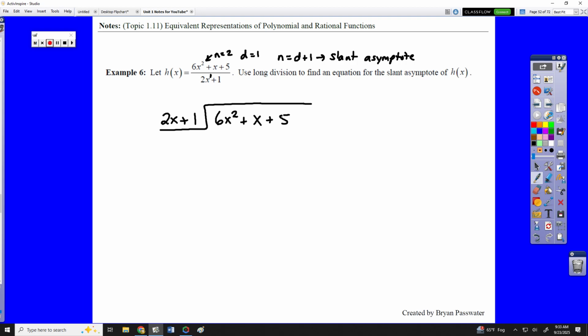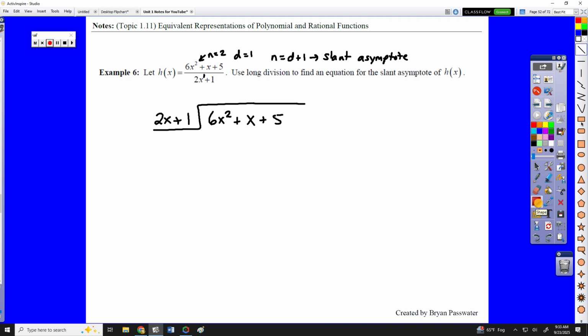Now, this has to be polynomial long division because that denominator factor does not have a lead coefficient of 1, so the alternative method doesn't work. We've been taught a shortcut method in the form of synthetic division in Algebra 2, but that only works if the lead coefficient of your divisor is 1. So what we do is we focus in on just the lead terms.